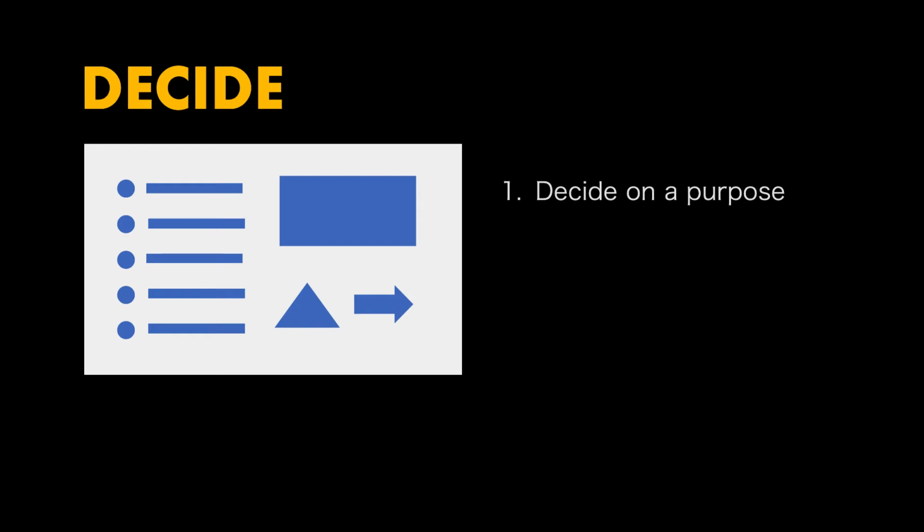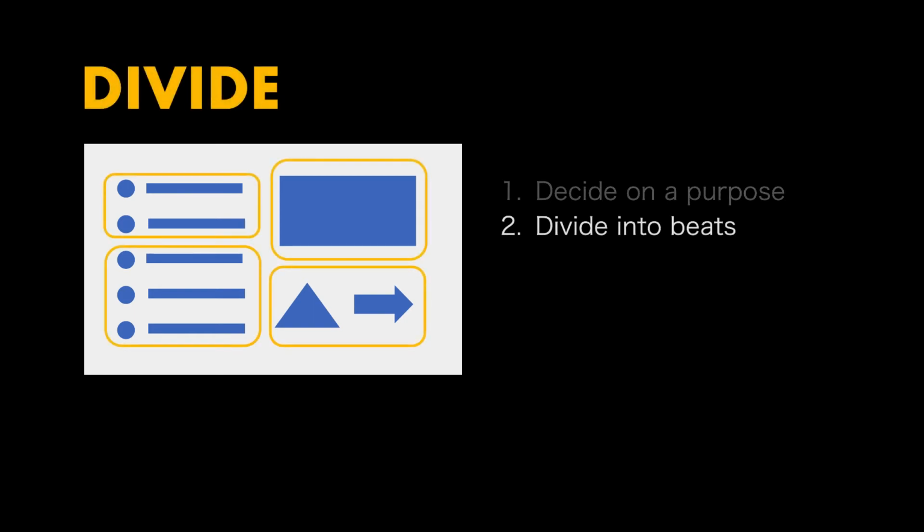Okay, decide what the purpose is, either to share a concept or to present a timeline or to explain a theory, whatever it is. Make sure you have a purpose for every single slide that you design. Once you've decided on the purpose, you need to divide that slide into meaningful beats. So for example, if your slide looked like that earlier, now it's got four sections, four beats.